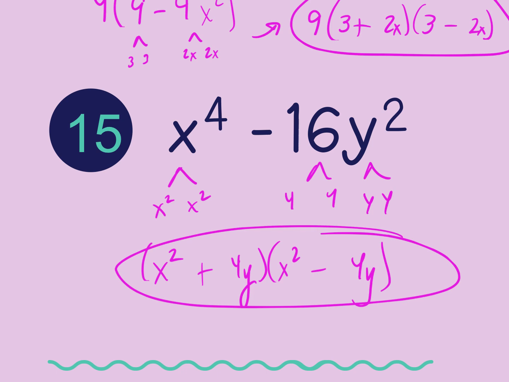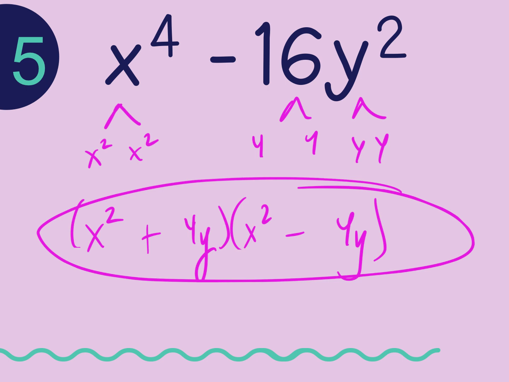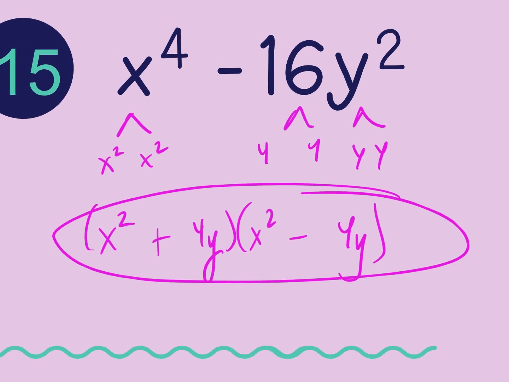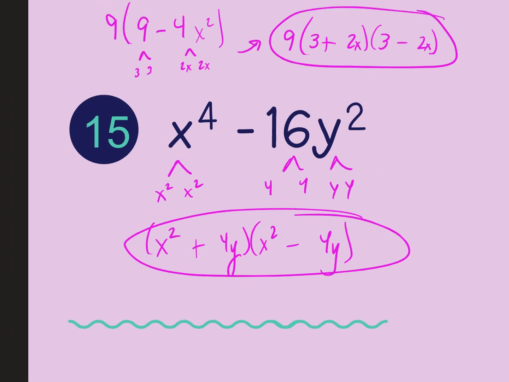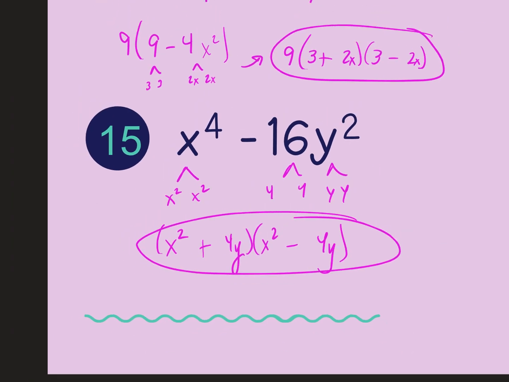Now I look and say, can I break this down any further? Well, can I in this one? X squared would be x and x, and 4 would be 2 and 2, but this y squared, it doesn't say y squared. If it said y squared, then yes, you could break this down again, but since it's just y to the first power, there's nothing else to break down. There's no more other than what you just have there.